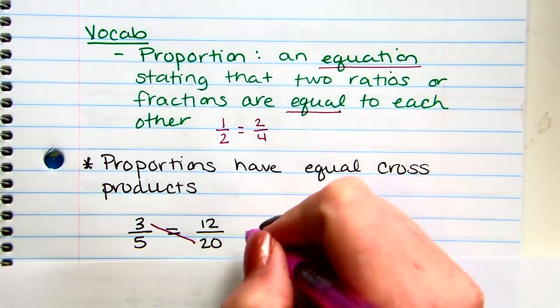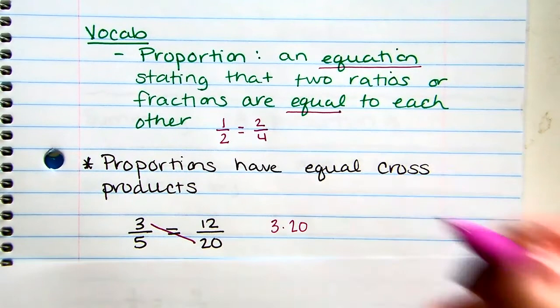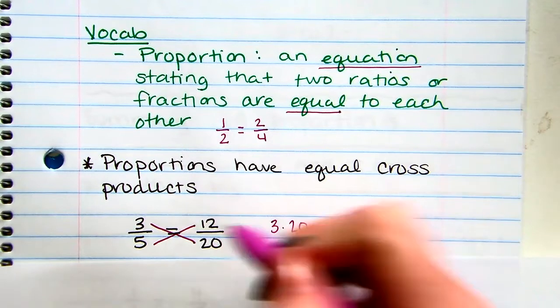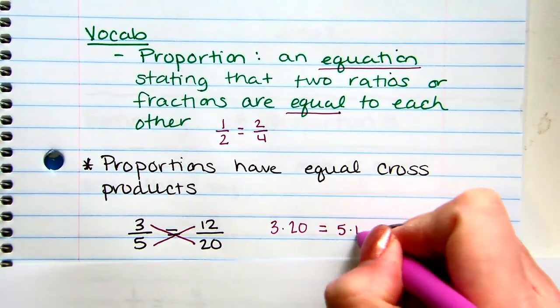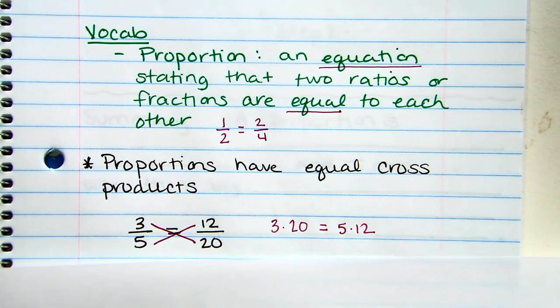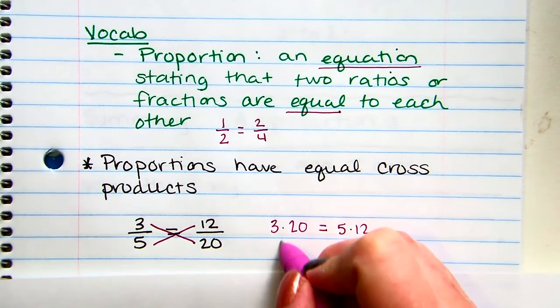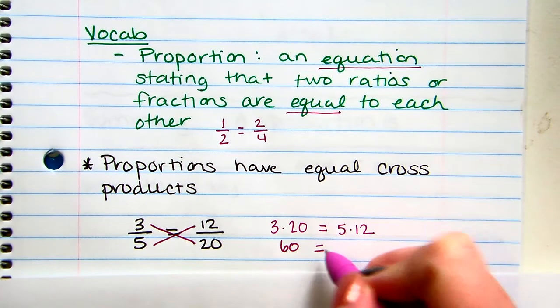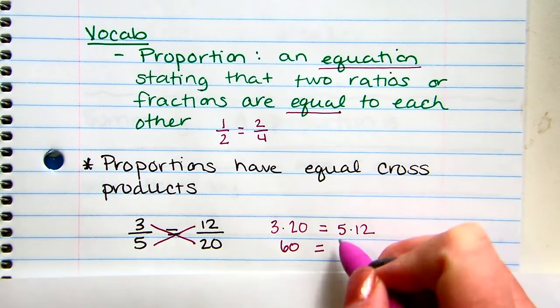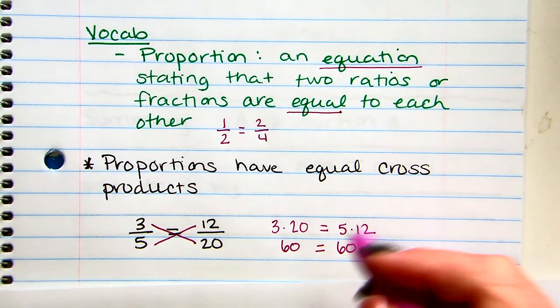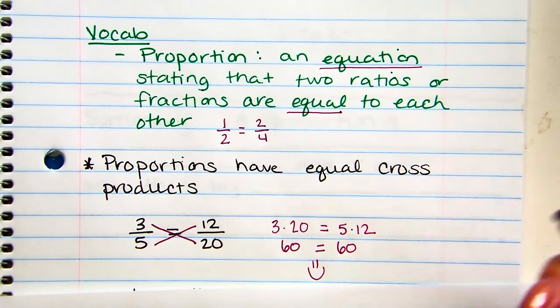So I'm going to go 3 times 20, and I'm going to set that equal to 5 times 12. Now, these two ratios will be a proportion if they are equal to each other. So I'm going to go 3 times 20, that gives us 60, and I'm going to set that equal to 5 times 12, which is also 60. Because these two numbers equal each other, our answer is yes, it's a proportion.